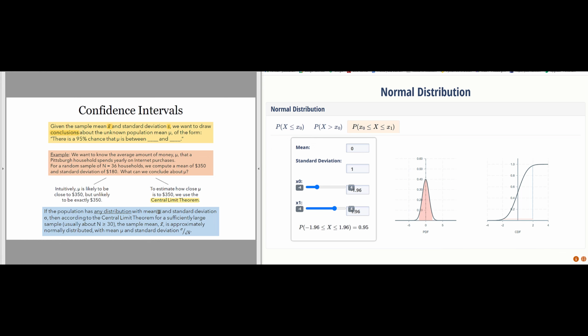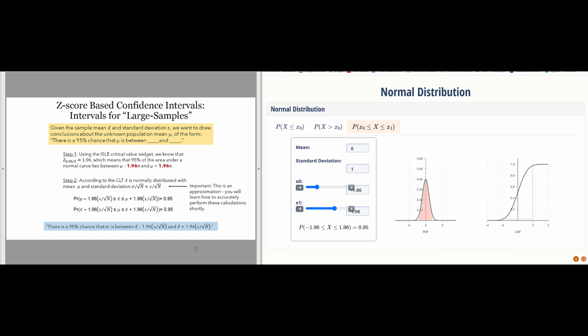Okay, so if the true population mean is mu, and the true population standard deviation is sigma, and our sample size is large enough, greater than or equal to 30, then the sampling distribution of the sample mean is approximately normally distributed with a mean that's the same as the population mean and a standard deviation that is equal to the population standard deviation over the square root of the sample size.